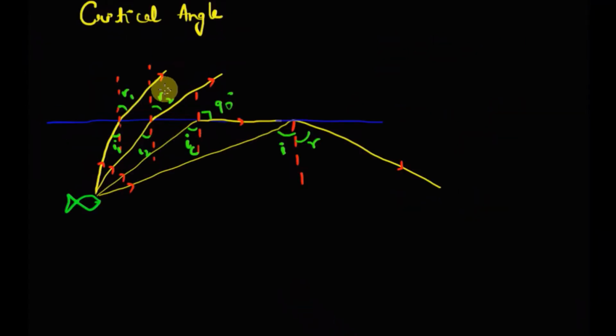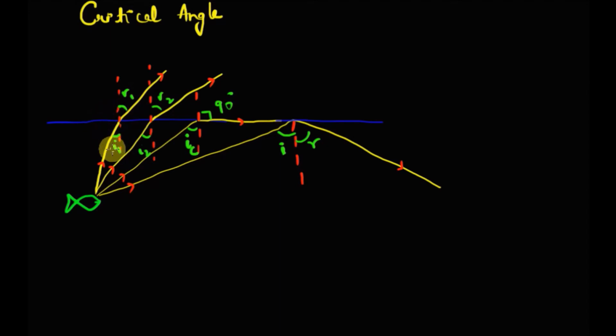Now let's understand critical angle. When a ray of light goes from a denser medium to a less dense medium, the refracted ray bends away from the normal. Similarly, when a ray of light comes from a less dense medium to a denser medium, the refracted ray bends towards the normal. So in this example, the ray of light going from the fish towards air, the refracted ray in the air will bend away from the normal, because water is denser than air.